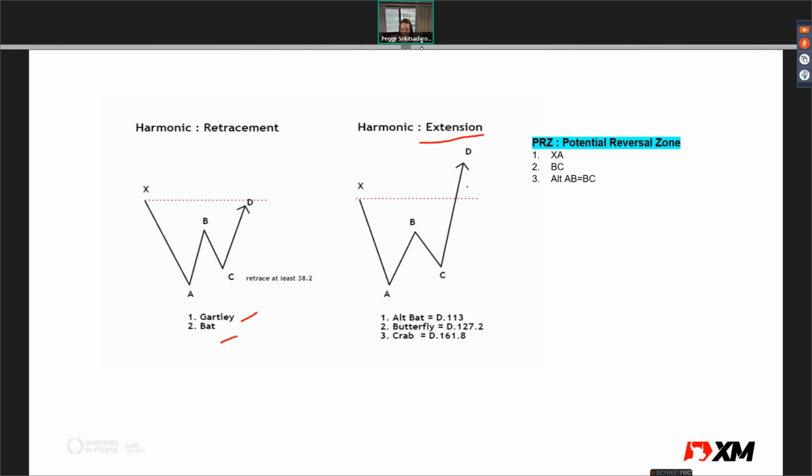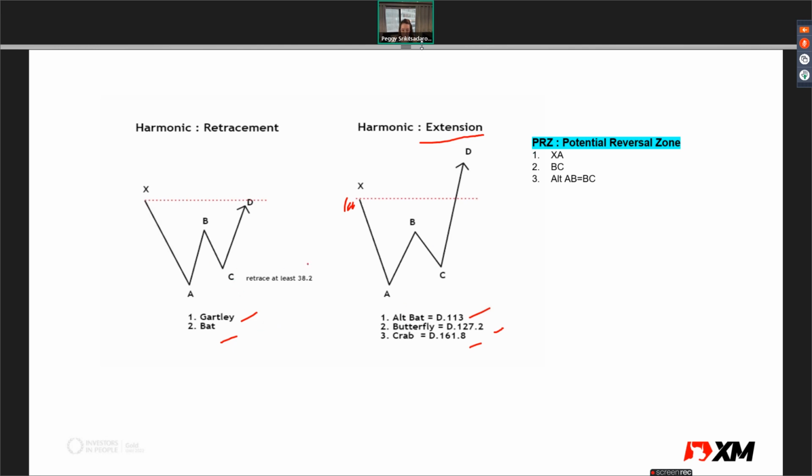Okay, and for the extension, there will be alternate bat, butterfly, and clap. What do you mean by that? You see, all D, which is the extension, is always above 100% of the X point, because X is always the 100% starting point. Okay, and then the extension is always above 100%.